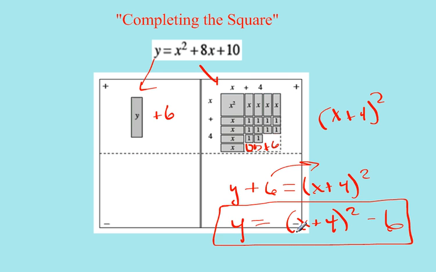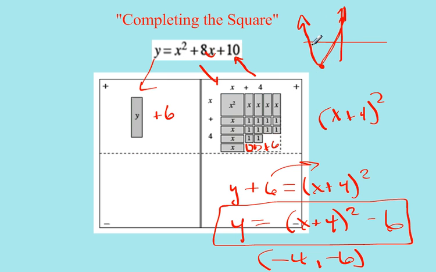Now, it'd be very easy to find the vertex if I wanted to graph this. And the y-intercept, I could get easiest just from looking at the last number in the original form. If I plug in 0 for x here, I get my y-intercept of 10. So I could draw a quick little sketch. There's 10, -4, -6, roughly speaking. And without even knowing the x-intercepts, I could just do a rough sketch here.